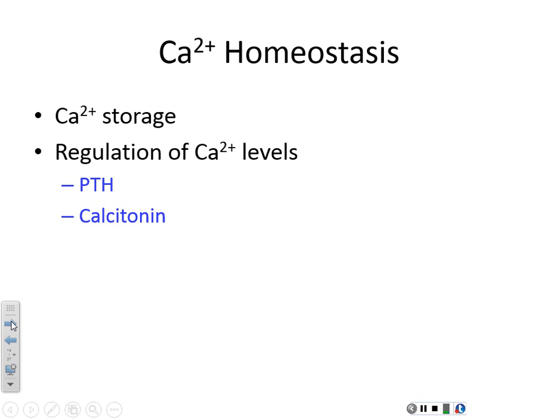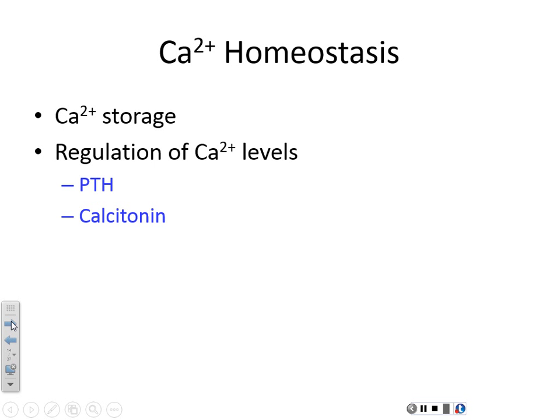PTH stimulates osteoclasts, right? Because osteoclasts break down the bone to furnish calcium. But it doesn't stop there. What else does PTH do? Anybody want to guess? Apart from just breaking down the bone to furnish calcium, what else does it do? It's going to increase reabsorption of calcium in the kidneys, right?